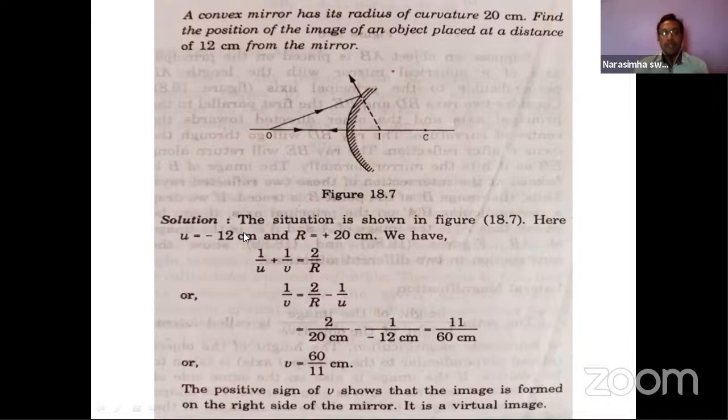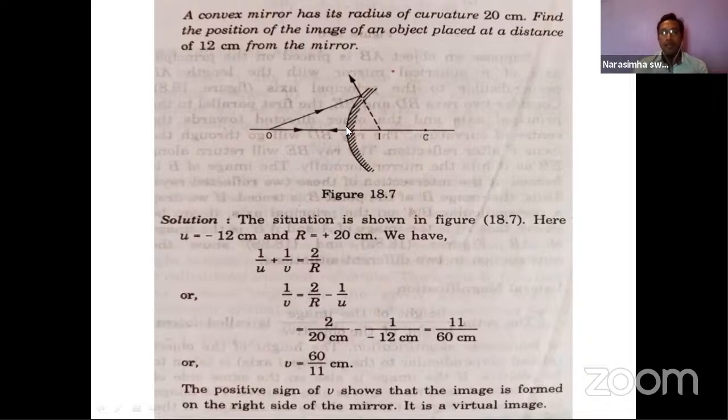Now this is about the diagram. See, the situation is like this. Here u is given already in the problem, that is minus 12. Why minus here? Sign conventions: I told you that the light ray is moving from left to right. The light ray is coming from left to right.